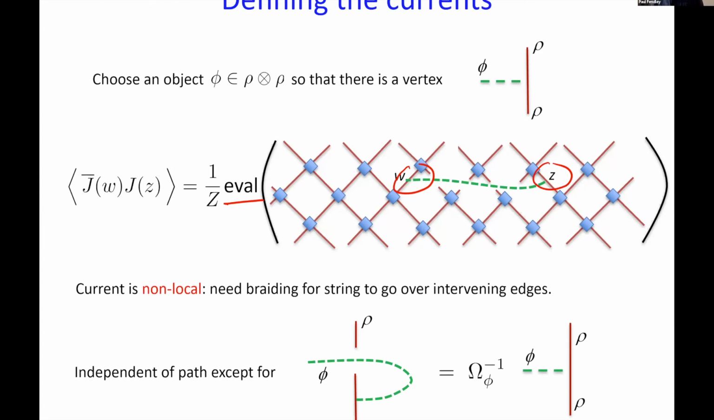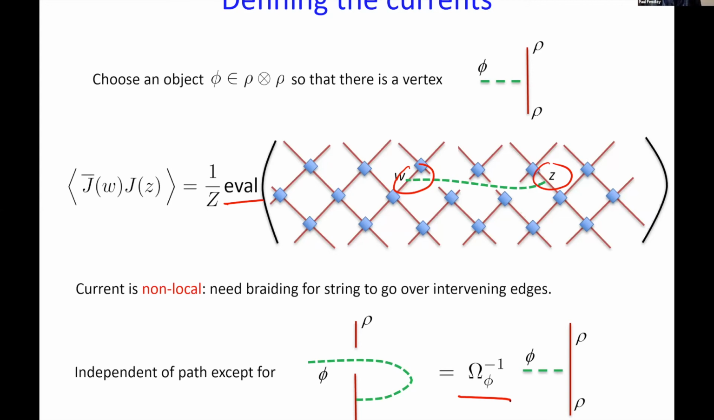What's nice is because of the braiding and the relations the tensor category satisfies, the Yang-Baxter one and all that, or sorry, I shouldn't say the Yang-Baxter, the third Reidemeister move, they're independent of path, except when the path twists around. So for example, you get this phase here when you do that.